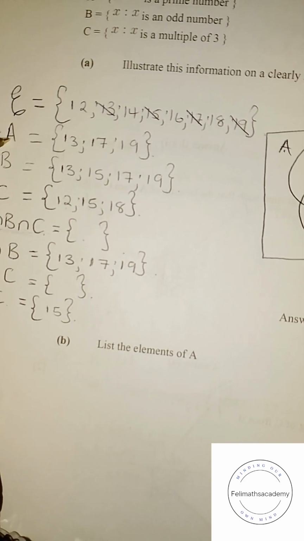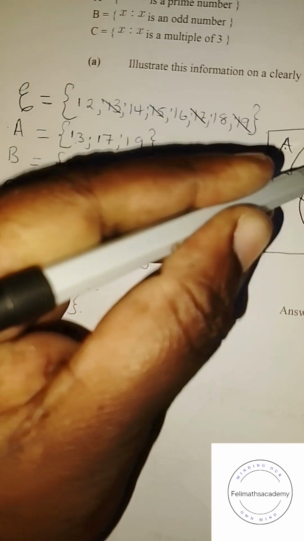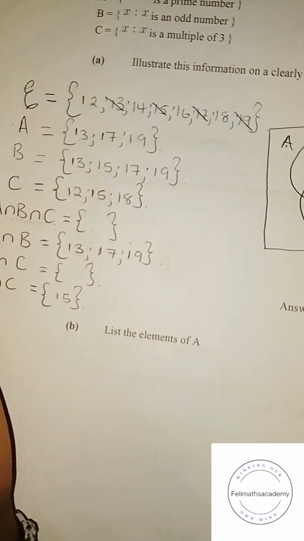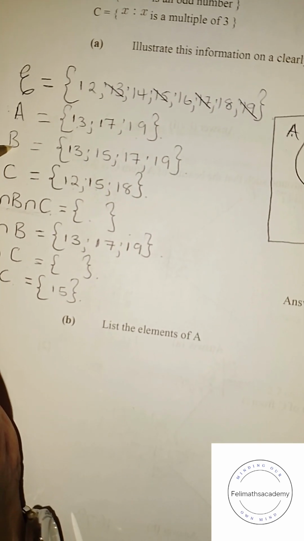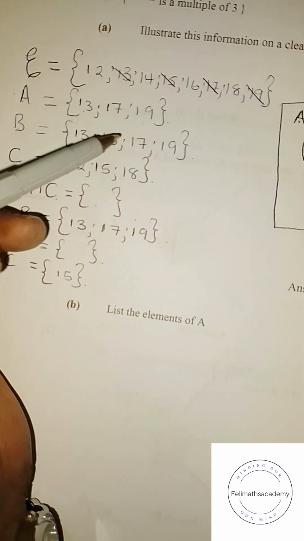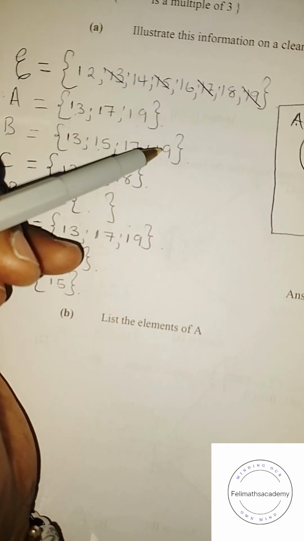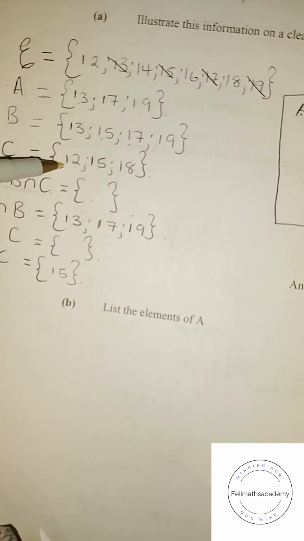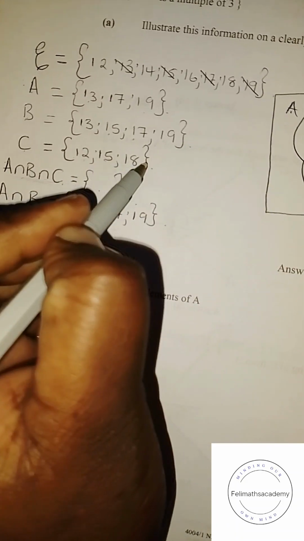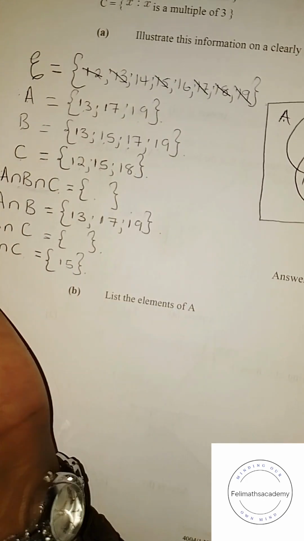Then set A, we have 13 is there, 17, we've written it out, and 19. Then set B, we have 13, we've written it, 15 is there, 17 is there, and 19 is there. Then we move on to set C. We have 12, we write it there, 15 is there, and 18. So we are done with 12, we are done with 18.